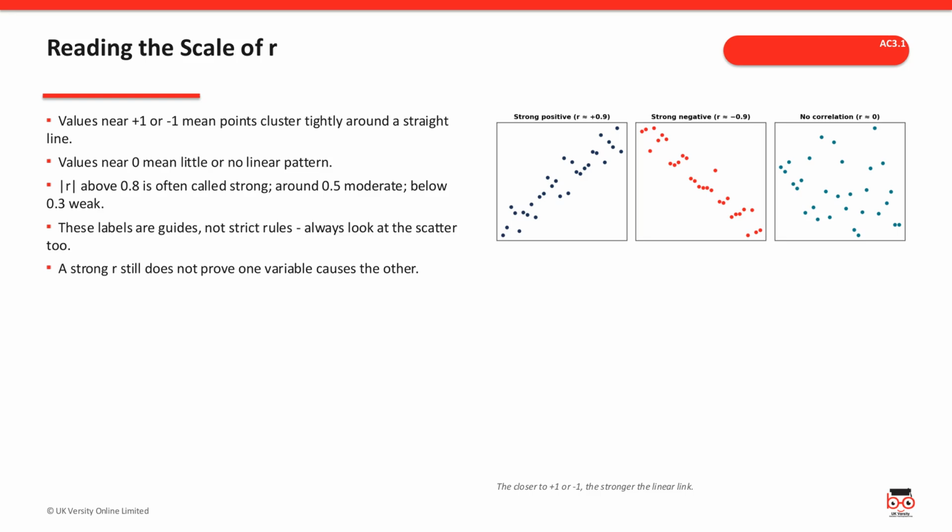In between those extremes, the closer the correlation coefficient R is to plus or -1, the more tightly the points hug a straight line, and the nearer it is to 0, the fainter the pattern. As a rough guide, an absolute value above 0.8 is often called strong, around 0.5 moderate, and below 0.3 weak. But treat those as guides, not gospel. And always glance at the scatter as well. And a strong R still never proves that one variable causes the other.